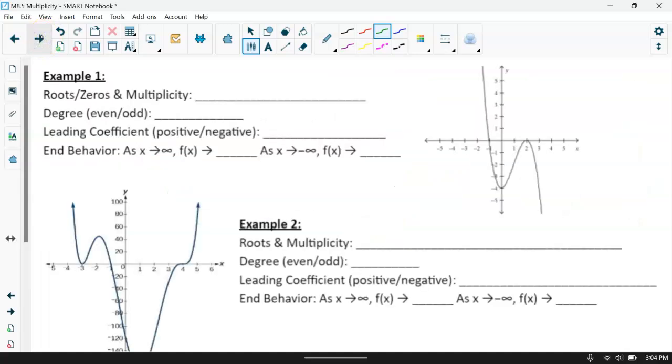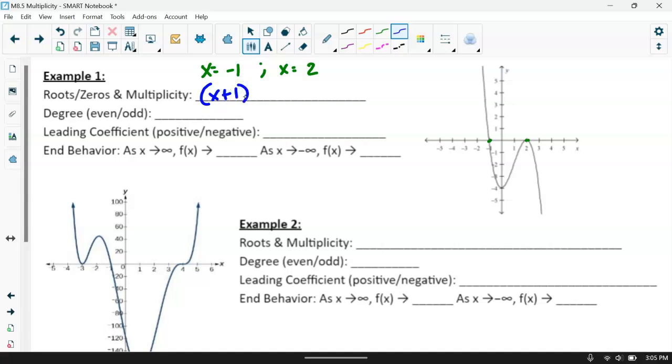So here, let's identify the roots and multiplicity. So the roots here are -1 and +2. So x is equal to -1 and x is equal to +2. But then let's write it with the multiplicity, right? And let's write it in factored form. So this means this would be x plus 1.